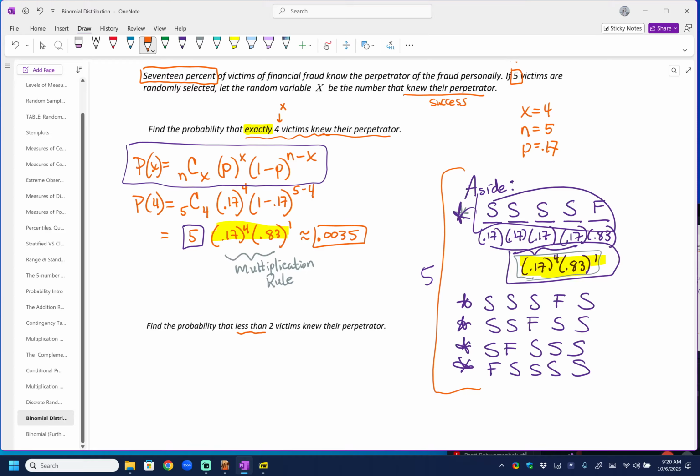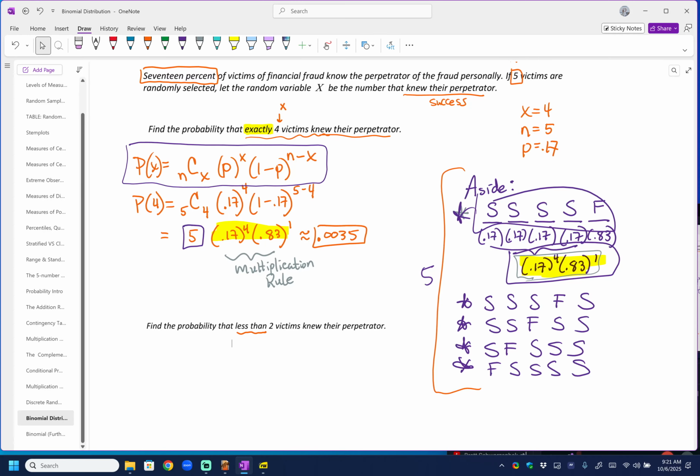But there are other terms that could pop up. For example, in the one we're about to do, less than. It could be more than. It could be at least. It could be at most. All of those are possibilities, so your job will be to interpret the correct probability or probabilities you need to find. For this problem, they asked for the probability that less than 2 victims knew their perpetrator.